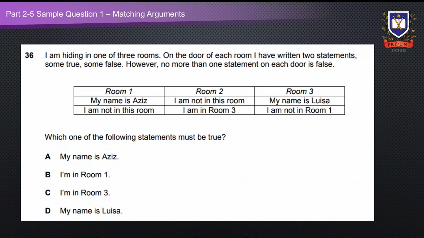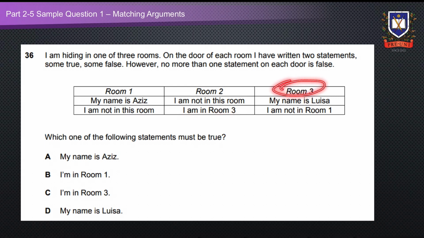Let's look at an example question from the Selective Schools Thinking Skills test. It says, "I am hiding in one of 3 rooms. On the door of each room, I have written 2 statements. Some true, some false. However, no more than one statement on each door is false. Room 1. My name is Aziz. I am not in this room. Room 2. I am not in this room. I am in room 3.